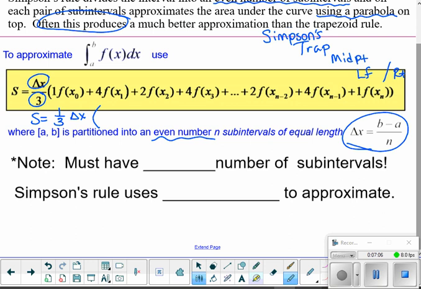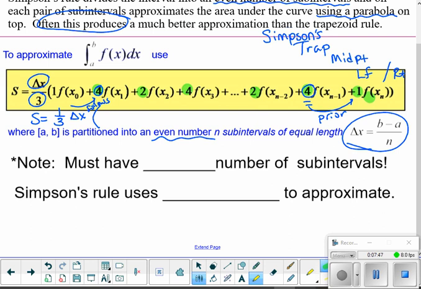Then the thing that I want you to pay attention to is how this pattern goes. There's a 1, a 4, a 2, a 4, and so on: 4, 2, 4, 2, 4, 2, and then I end up with 2, 4, 1. You should always have a 4 following the first 1, and a 4 prior to the last 1. So it starts off with 4 and it will end with 4. These are all the interior heights. The exterior heights only get 1 and 1 as a multiplier.